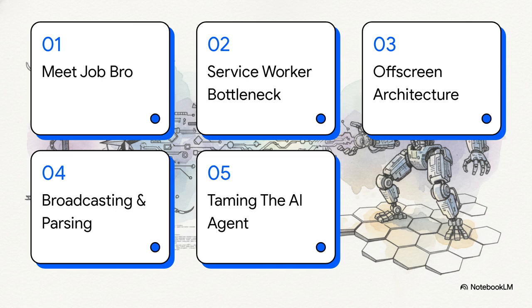Here is the quick roadmap for our explainer today. 1. Meet Jabro. 2. The service worker bottleneck. 3. The off-screen architecture. 4. Broadcasting state and parsing. And 5. Taming the AI agent. Let's get to it.